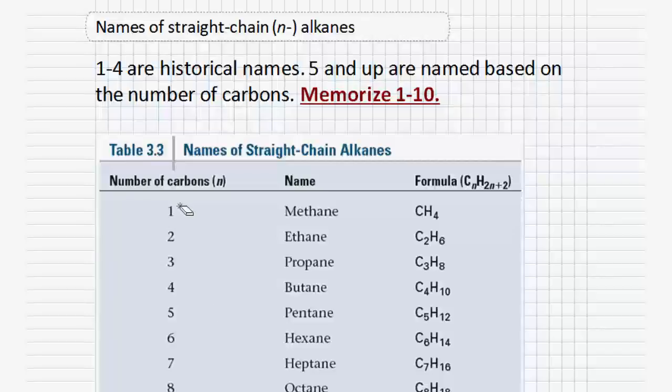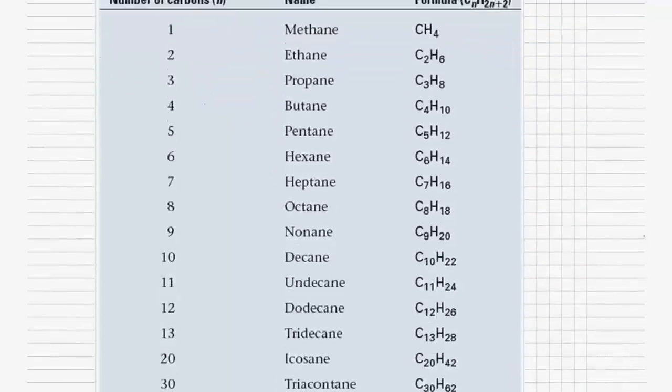The names for the compounds with 1 through 4 carbons are historical names, which means those names were come up with before anybody knew what they were actually made of. So they have names that mean other things, and you can go look in Wikipedia or something, and you'll see the whole history behind all of those if that's interesting to you. But 5 and beyond are named based on the number of carbons. So methane, ethane, propane, and butane, those are the 4 historical names for 1 through 4.